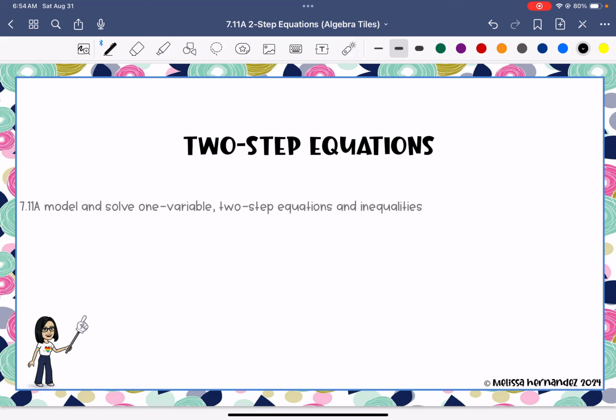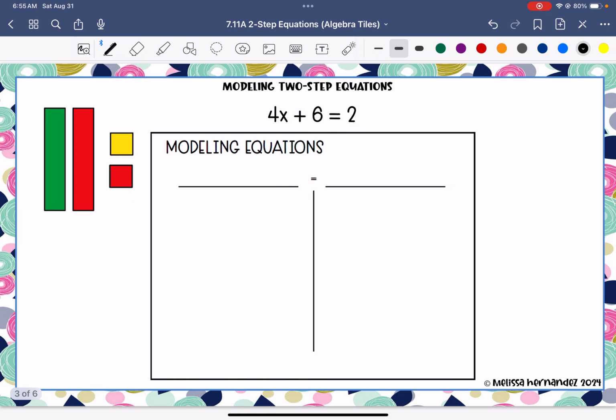Today's video, we're going to practice solving two-step equations, but we're going to model them using algebra tiles, and it comes directly from TEK 7.11a. All right, so our first example is 4x plus 6 is equal to 2.